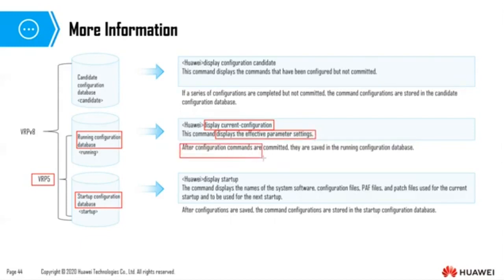They're just saying that after configuration, when commands are committed, they are saved in the running configuration database. So when you type, for example, interface, ip address 192.168.1.1 24, enter, that is what we call committing when you press enter. So they will be saved in the running configuration database. Otherwise, we also have the startup configuration database. You can look at it by using the command display startup. We just looked at it.